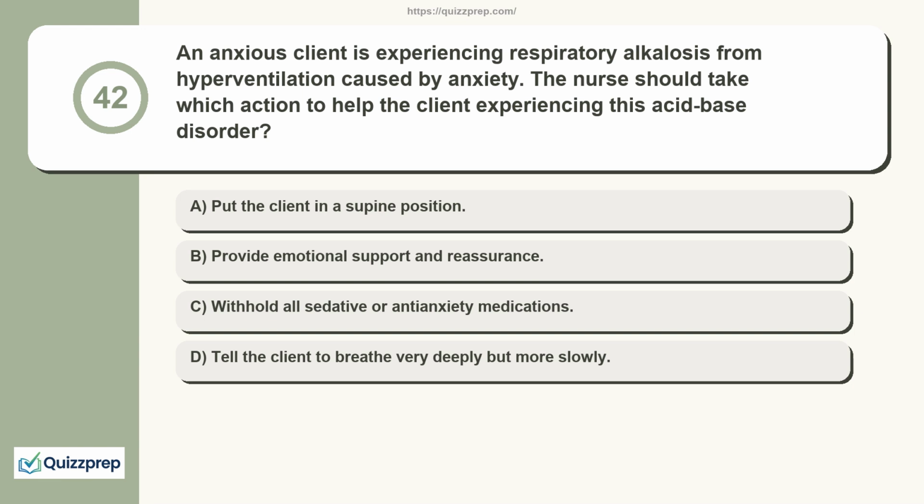Question 42. An anxious client is experiencing respiratory alkalosis from hyperventilation caused by anxiety. The nurse should take which action to help the client experiencing this acid-base disorder? Put the client in a supine position, provide emotional support and reassurance, withhold all sedative or anti-anxiety medications, tell the client to breathe very deeply but more slowly.